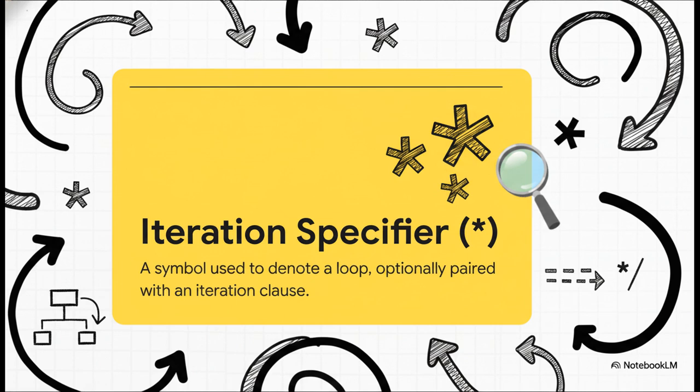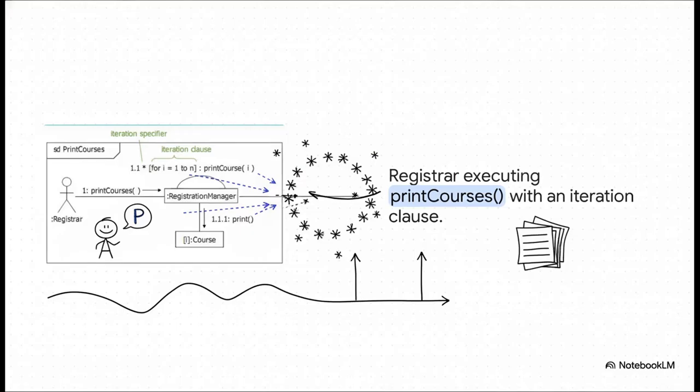Oh, and quick side note, if you ever need to show messages firing off simultaneously in parallel, you just use an asterisk followed by 2 forward slashes. Let's actually see this in action.